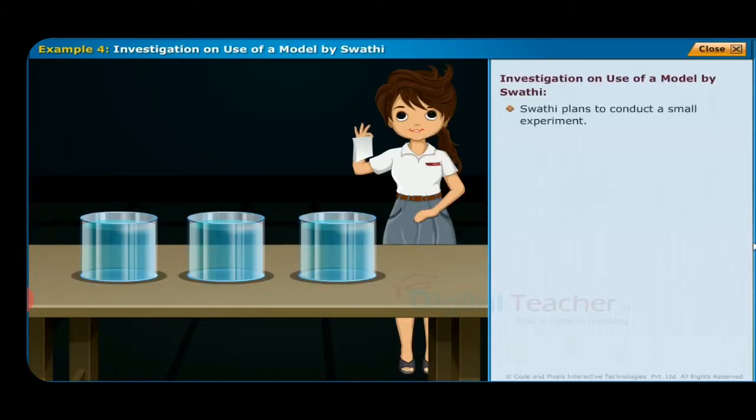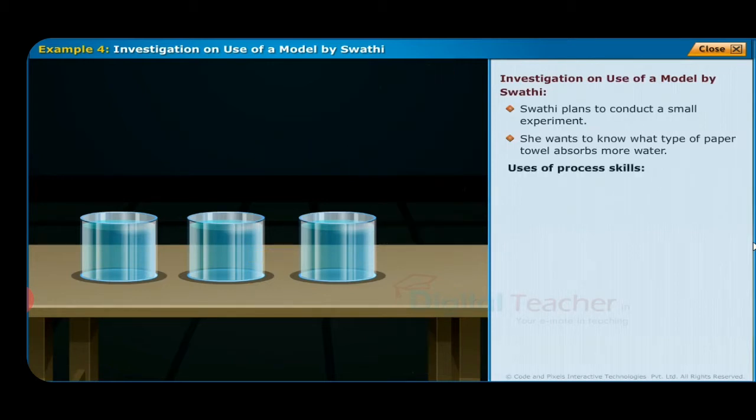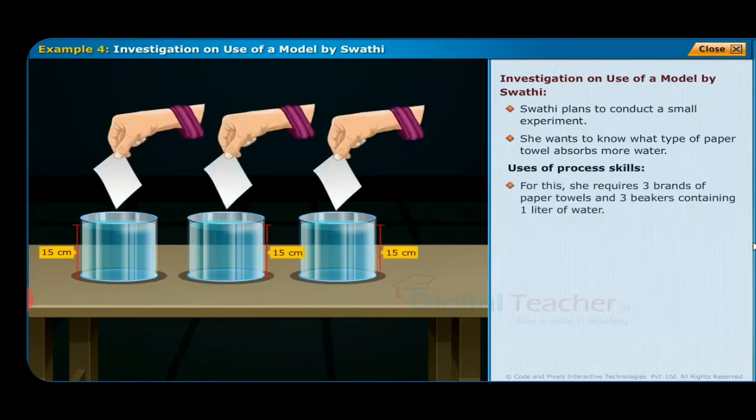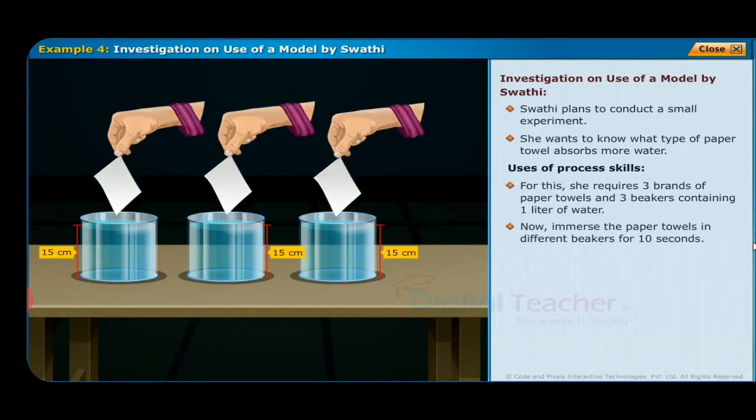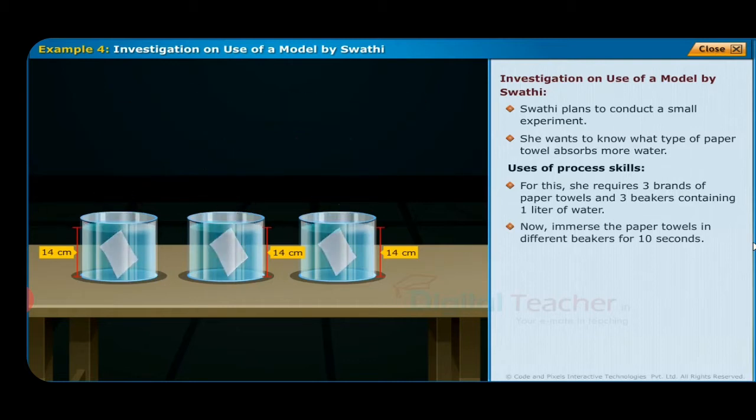Swati plans to conduct a small experiment. She wants to know what type of paper towel absorbs more water. Uses of process skills. For this, she requires 3 brands of paper towels and 3 beakers containing 1 liter of water. Now, immerse the paper towel in different beakers for 10 seconds.